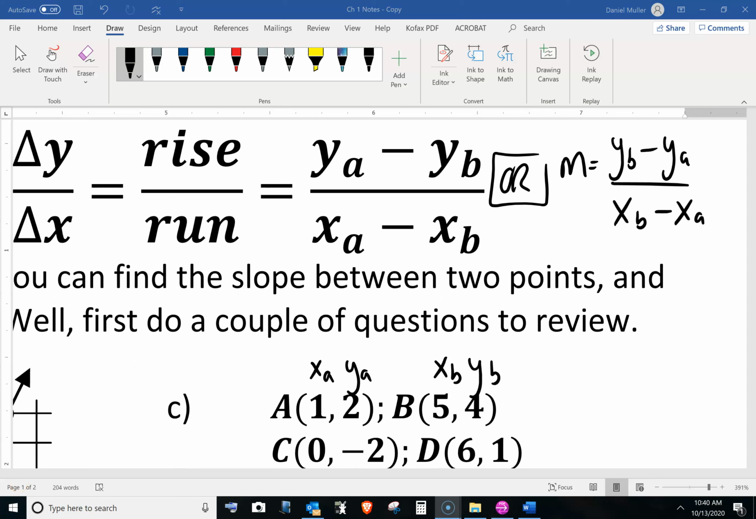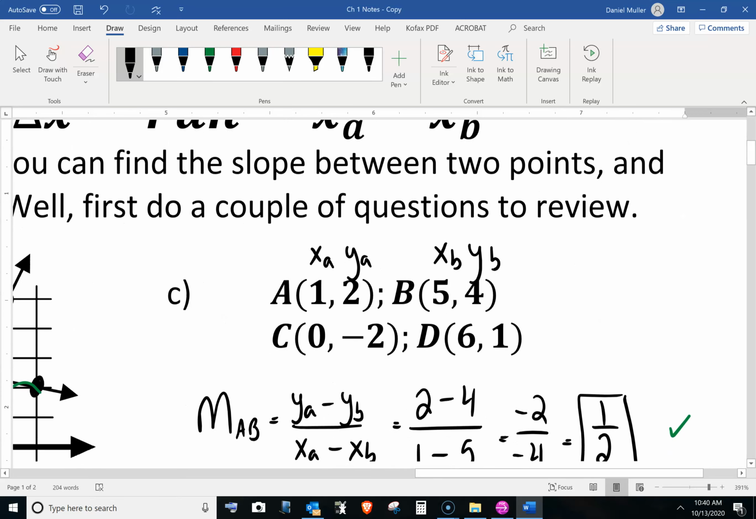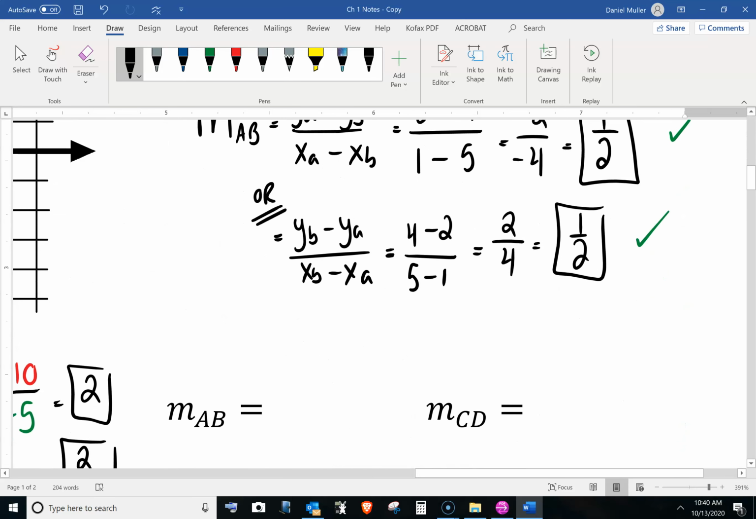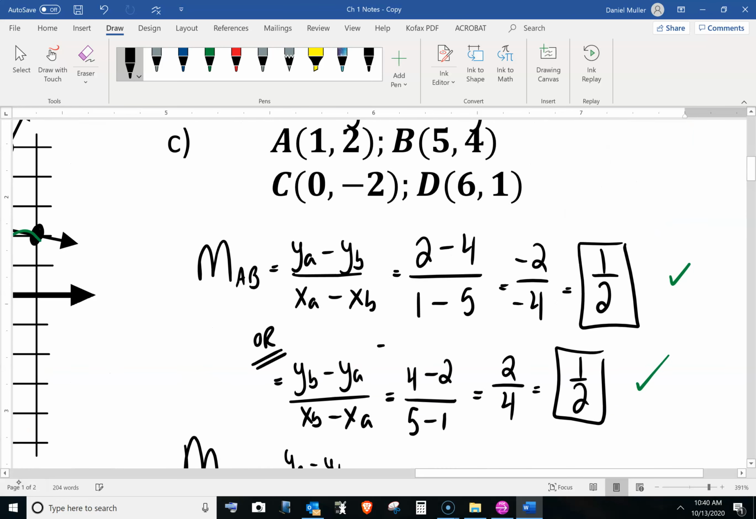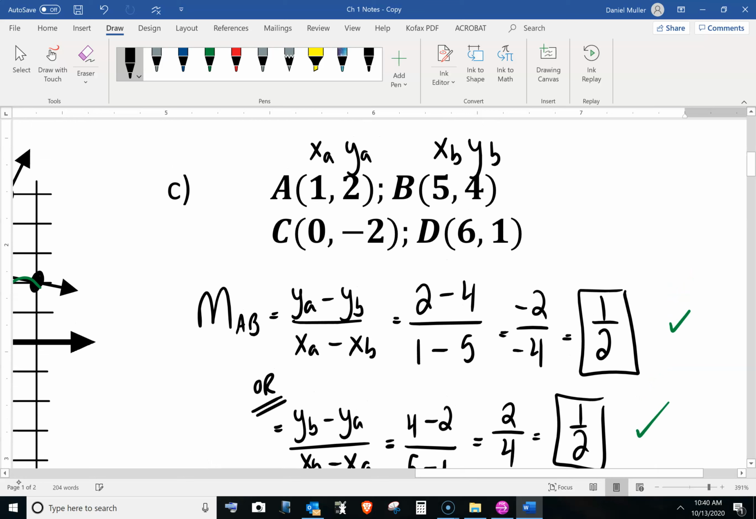I also need to find the slope for CD. So M, well, first we can write down this was a half. But for MCD, it doesn't really matter which one, but we'll do YA minus YB over XA minus XB. And what are my numbers here? Oh, I didn't even write my numbers. Okay, so this is XA and YA. Those are both my A's, even though it says C. I'm going to make them A's. And this would be my XB and my YB.